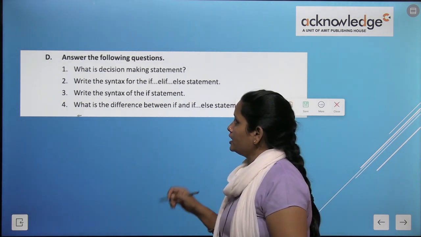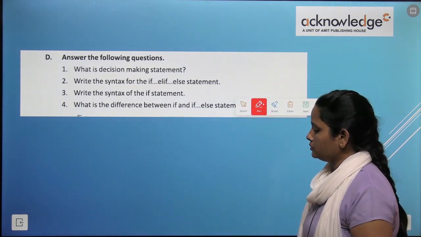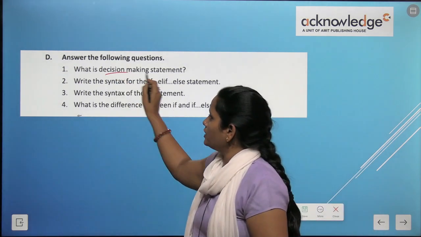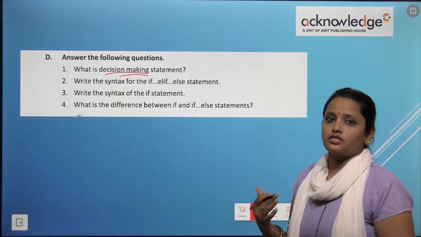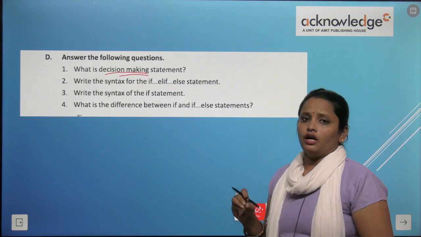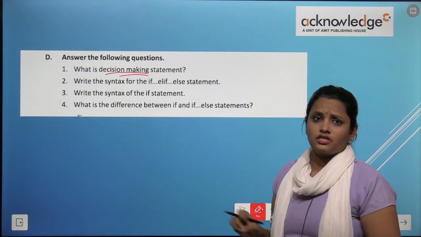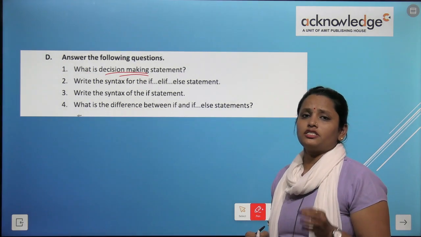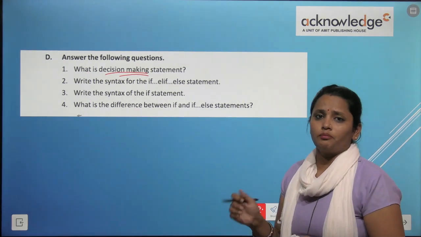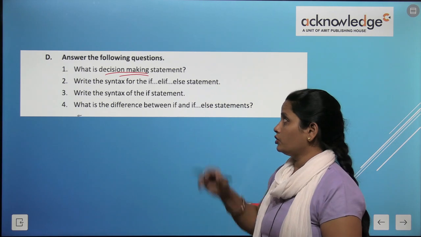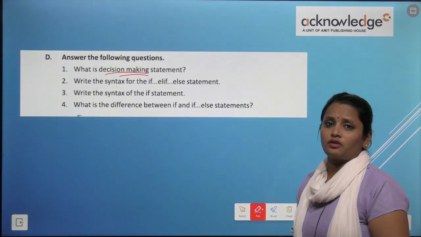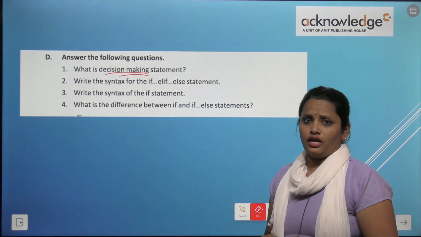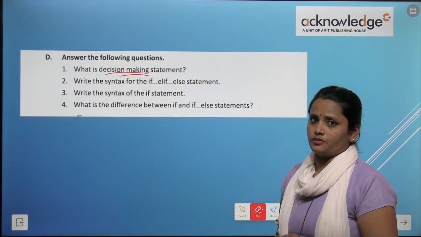Okay, what is decision making statement? The decision making statements help us to make decisions. These statements are very helpful for making decisions, whatever decisions are required in the computer. There are total 4 types of decision making statements: if, if else, nested if, and if-elif.